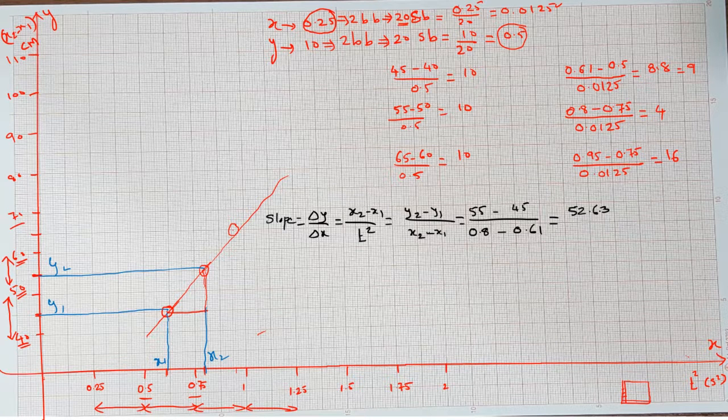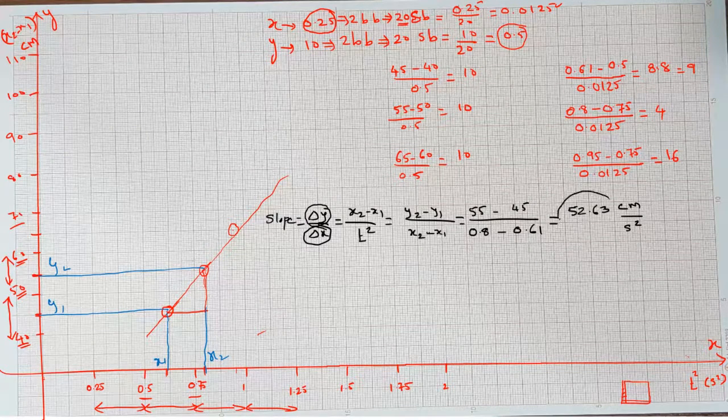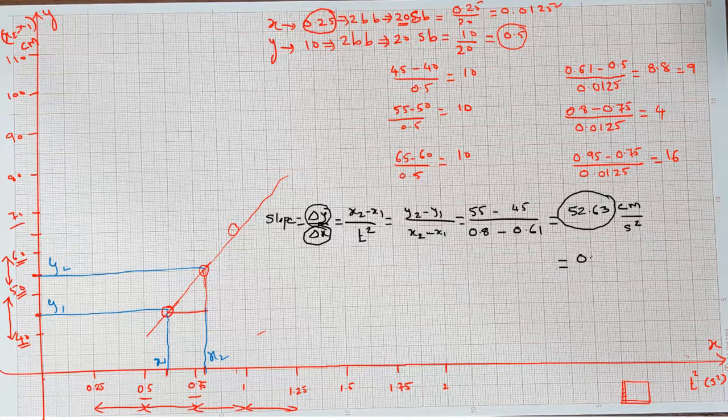52.63. But the unit is very, very important. For the y-axis, what is the unit? Centimeter. Am I right? For the x-axis, what's the unit? T square, that means second square. Now this is in centimeter over second square. You have to convert this centimeter to meter. How to convert centimeter to meter? If you divide this number by 100, you will get the answer in terms of meter. Am I right? So if you divide, what you will get?